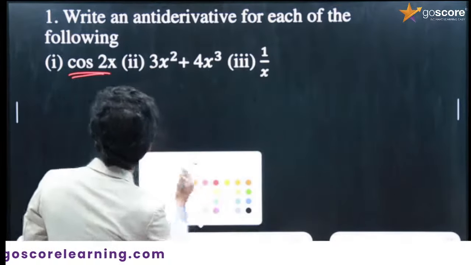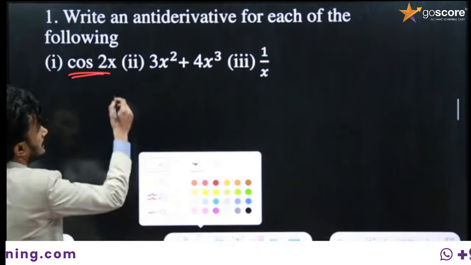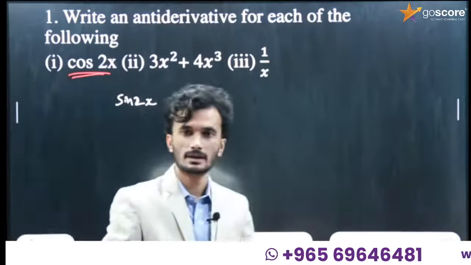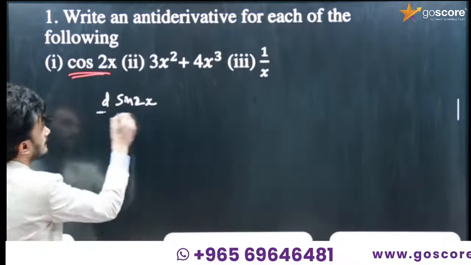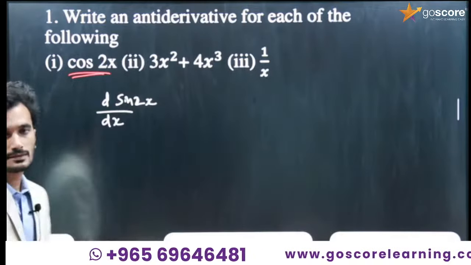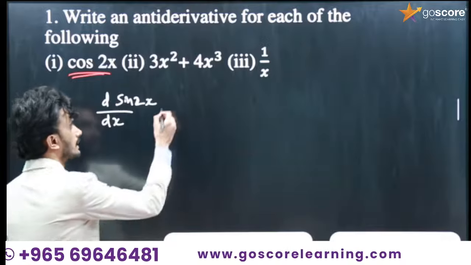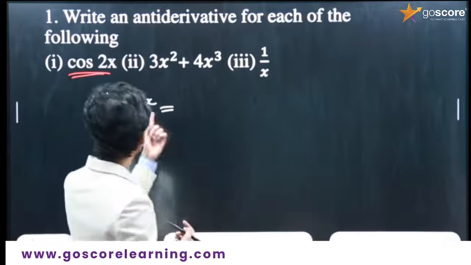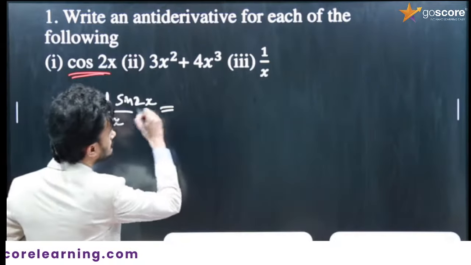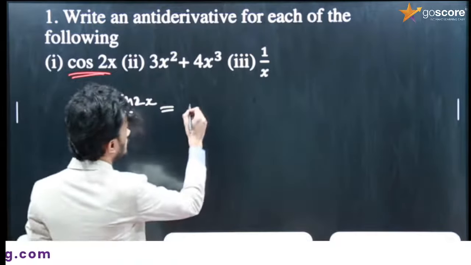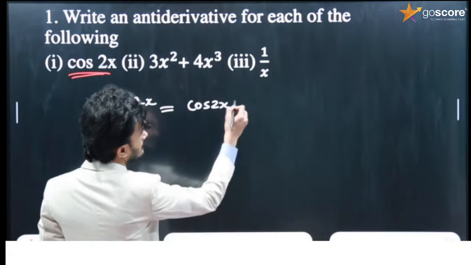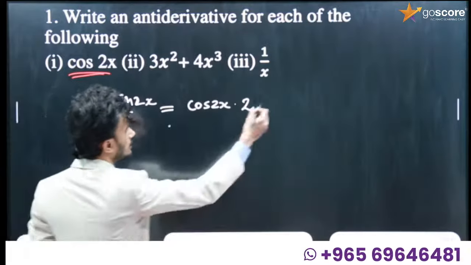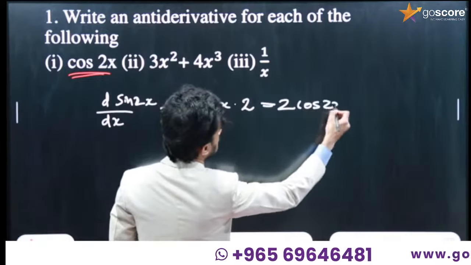So the first one, cos 2x. Instead of cos 2x, I am taking sin 2x. What is the derivative of sin 2x? We can use the chain rule. It is equal to cos 2x into 2, since the derivative of 2x is 2. So it is equal to 2 cos 2x.